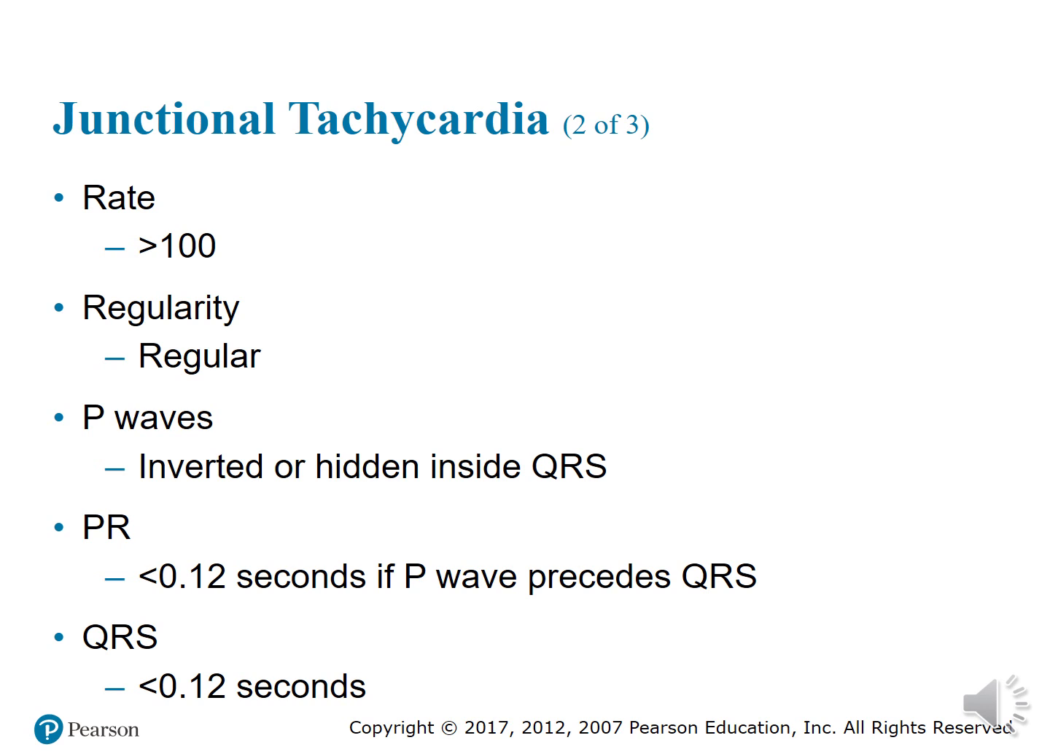Regularity is still regular because it still will pulsate out at a normal, consistent rate. Your P waves may be inverted or hidden within your QRS. If it so happens that it has a P that precedes a QRS, meaning before your QRS is formed, it'll be less than or greater than 0.12 seconds. Your QRS will still be within normal range. It'll be less than or equal to 0.12 seconds.